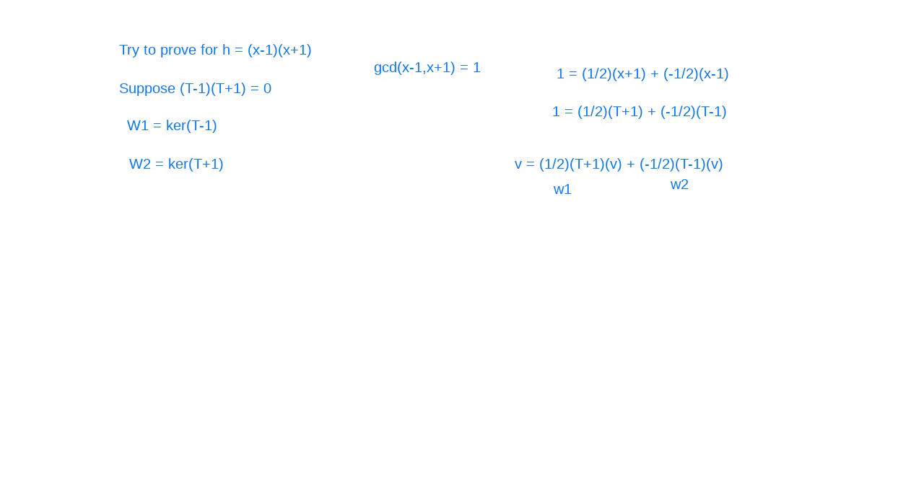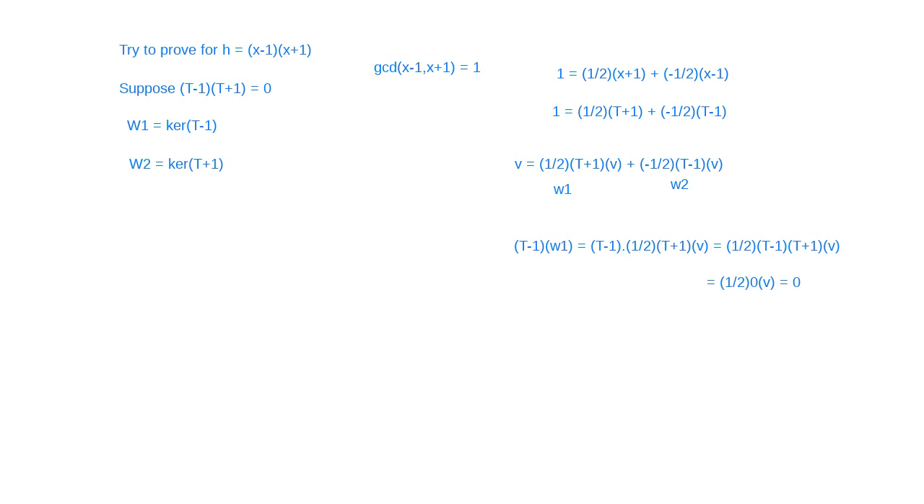What happens if I do t minus 1 of w1? Well, I get t minus 1 times a half of t plus 1 of v. Since t minus 1 is linear, I can factor out the half. So I get a half times t minus 1, t plus 1 of v. And t minus 1 times t plus 1 is just 0, so I get a half times 0 of v, which is just 0. So t minus 1 takes any vector that looks like t plus 1 of v and makes it 0.